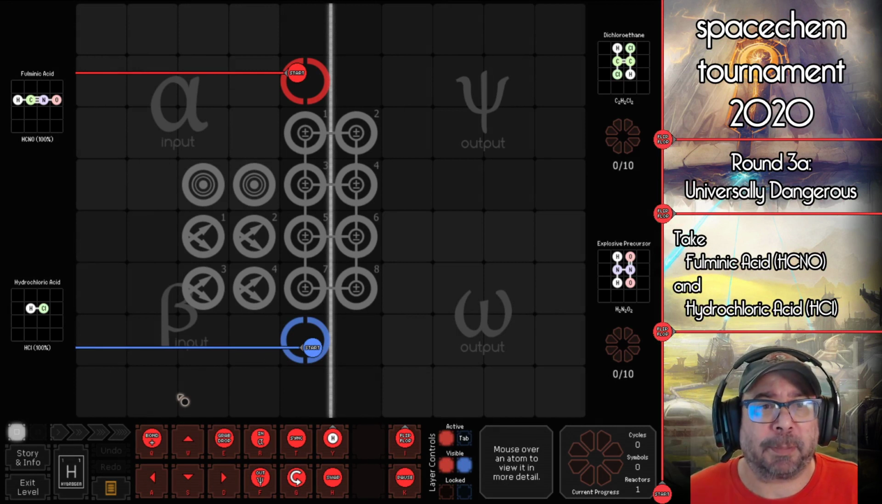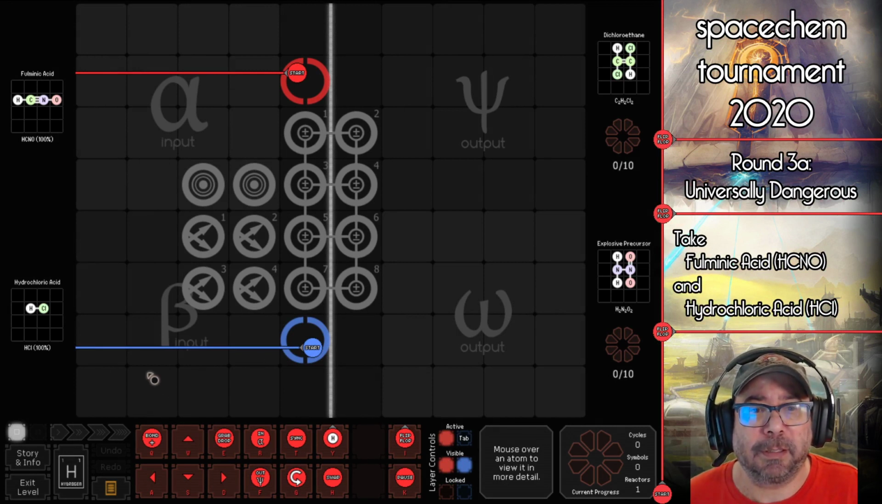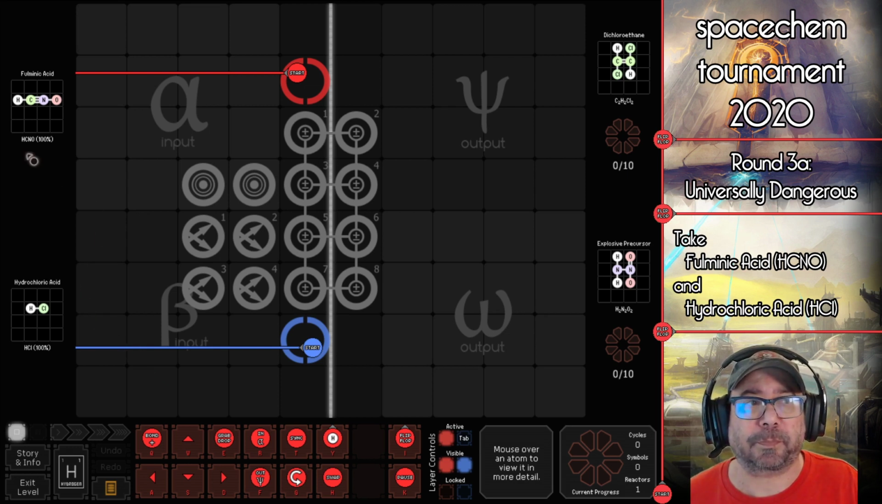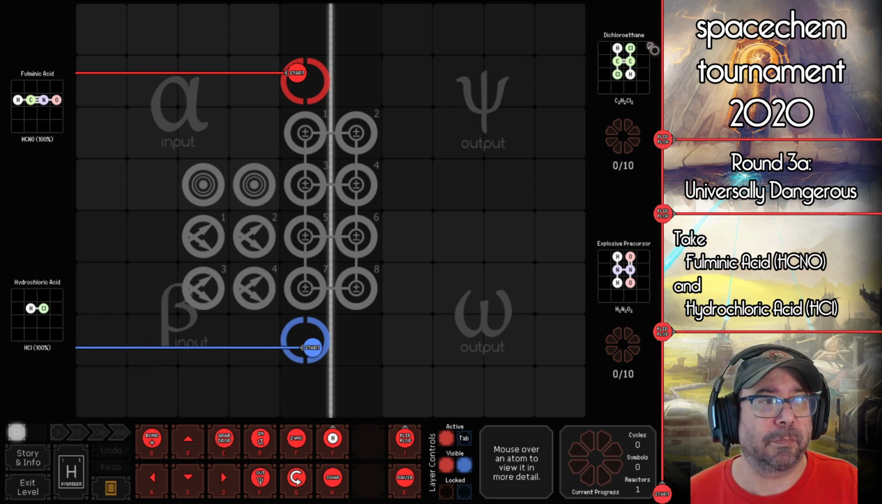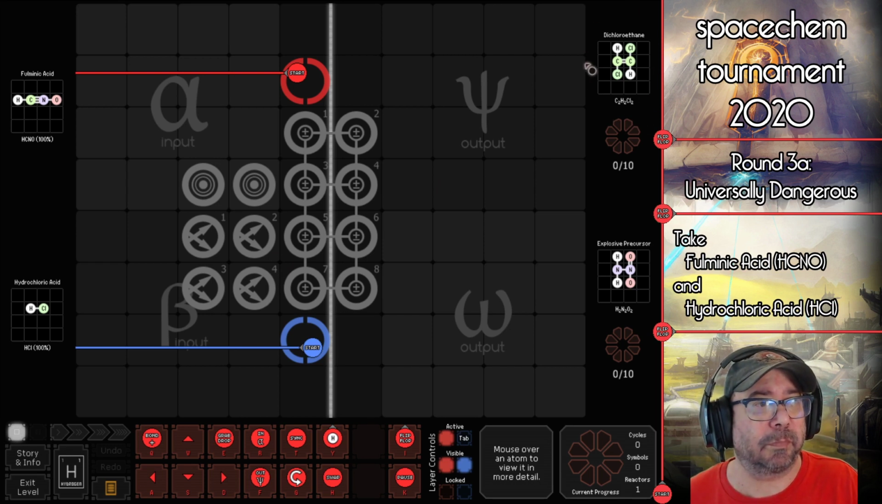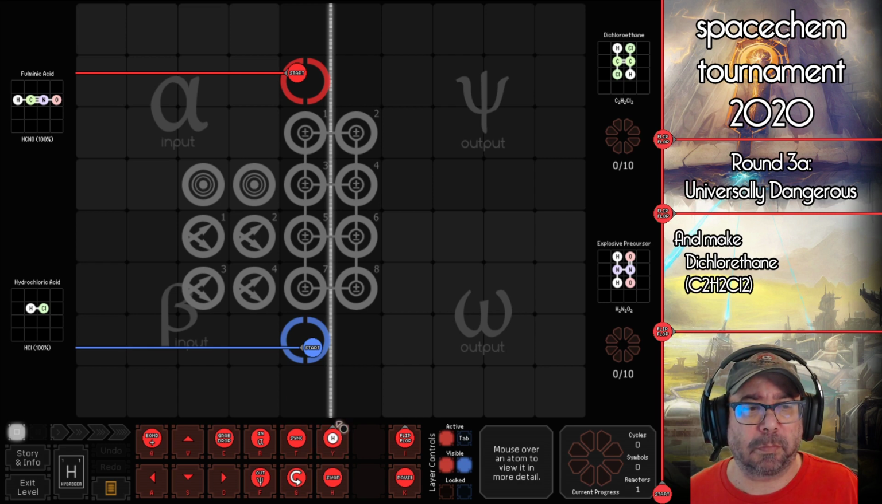But first, let's talk about the puzzle. Week 3A is about making dichloroethane, which is C2H2Cl2, and an explosive precursor, H2N2O2, from fulminic acid and hydrochloric acid. A few things to note. There's a barrier in the middle of the reactor, which forces you to transport the atoms via quantum tunnels from one side to the other. Otherwise, this puzzle would be far too easy.